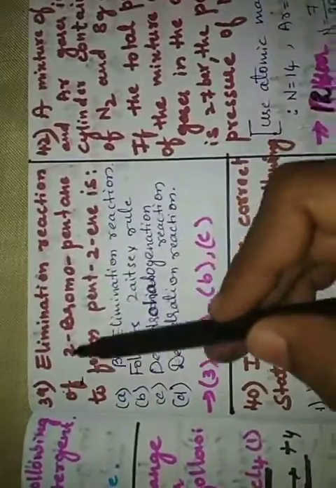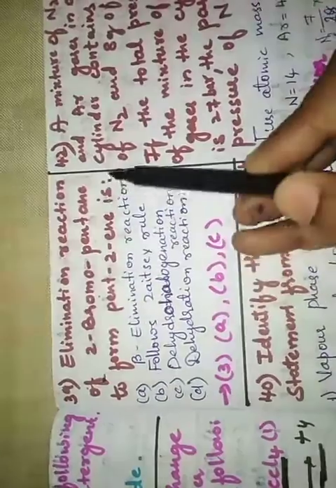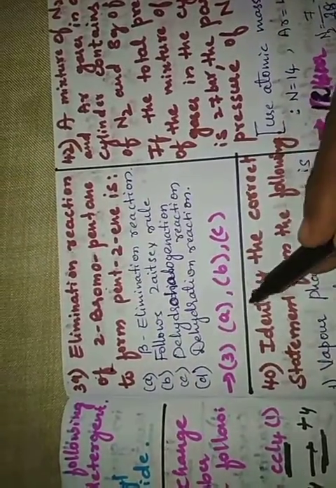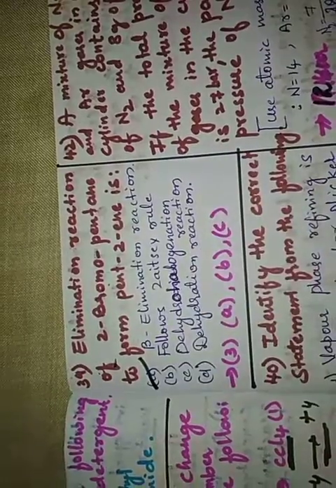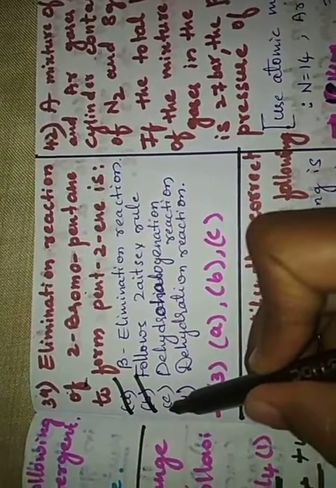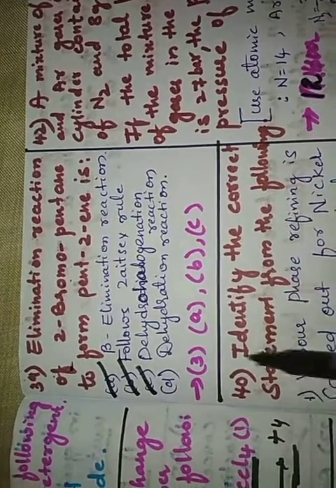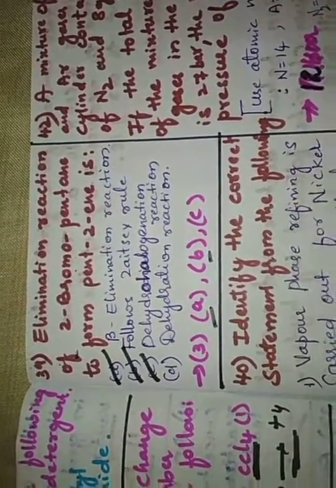Elimination reaction of 2-bromopentane to form pent-2-ene: it is a beta elimination reaction, follows the rule, and dehydrohalogenation. It follows 3 steps. Understood? The answer is A, B, C.